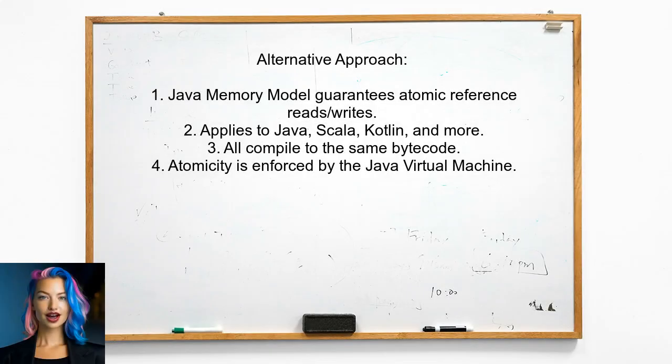According to another user, the Java memory model specifies that reference reads and writes are atomic. This applies not only to Java, but also to other languages like Scala and Kotlin, as they all compile down to the same bytecode. Therefore, the atomicity of reference assignment is a requirement of the Java virtual machine, ensuring it applies across different languages running on the platform.